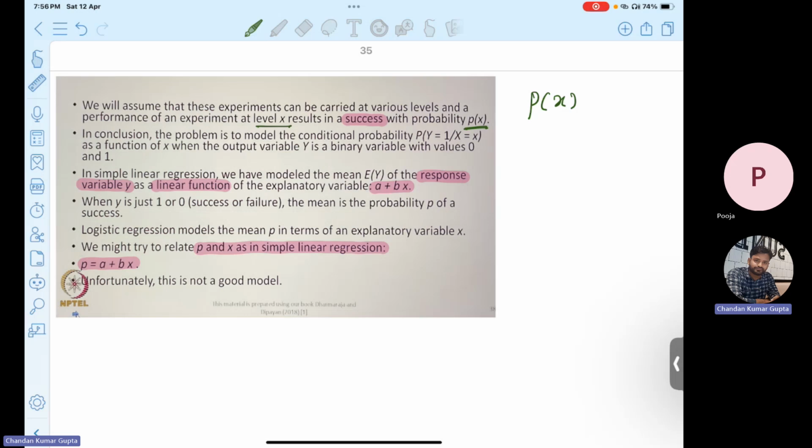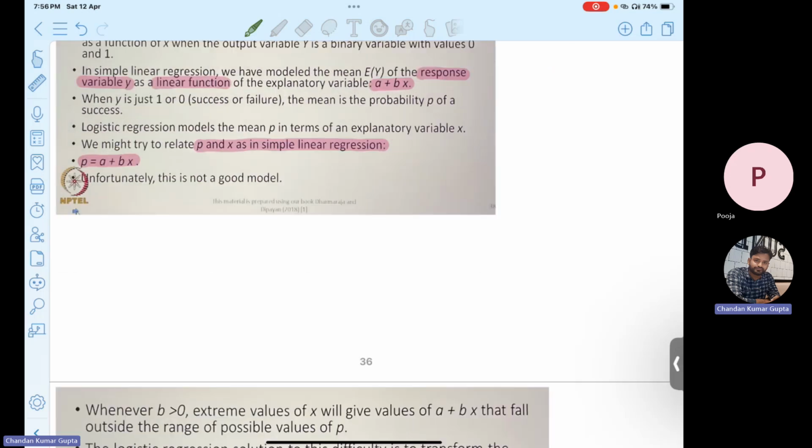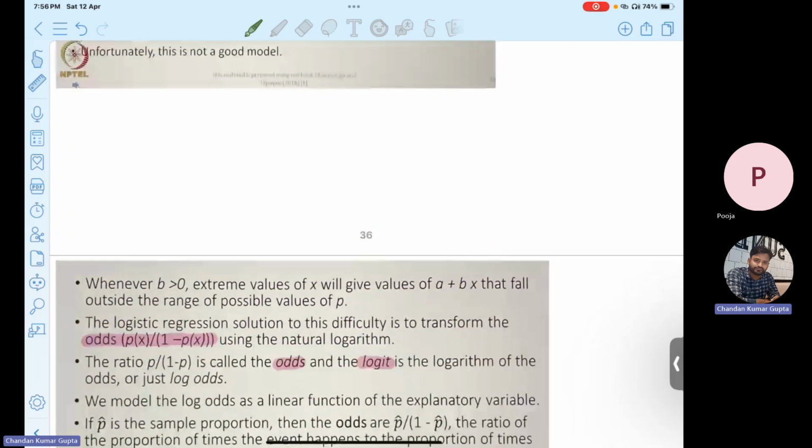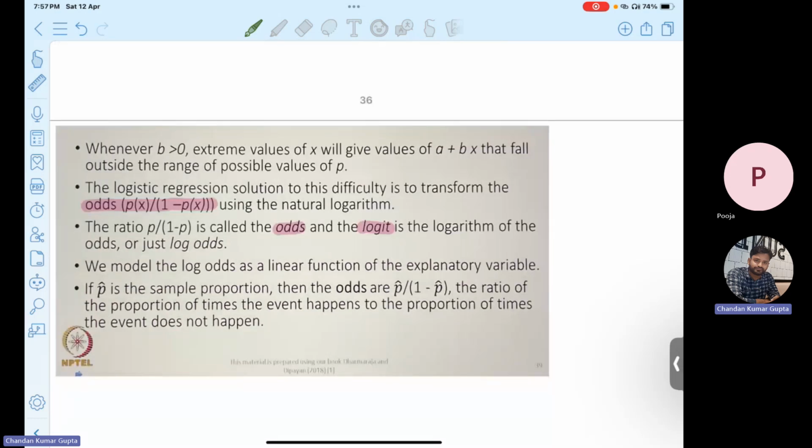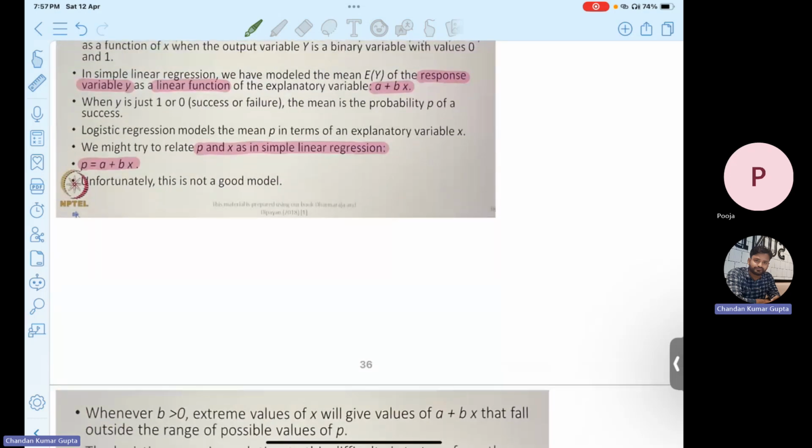So now we will use our logistic model here. These are just some of the things discussed here.